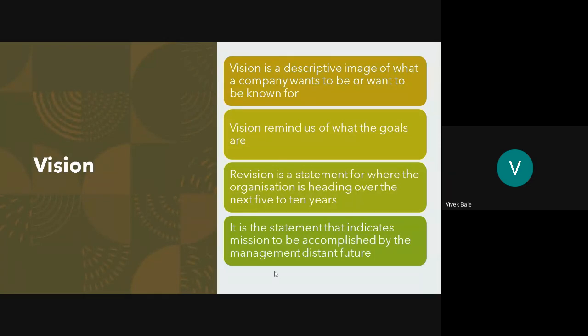And a vision is a statement of where the organization is headed over the next 5 to 10 years. It is like a person who is guiding you because he is at the forefront. Similarly, in an organization, vision plays the role of a representative or guide, one who guides the organization on where we want to be in the next 5 to 10 years. So basically, vision is also a statement that indicates the mission to be accomplished by the management in the upcoming future. So this is what we call a vision.